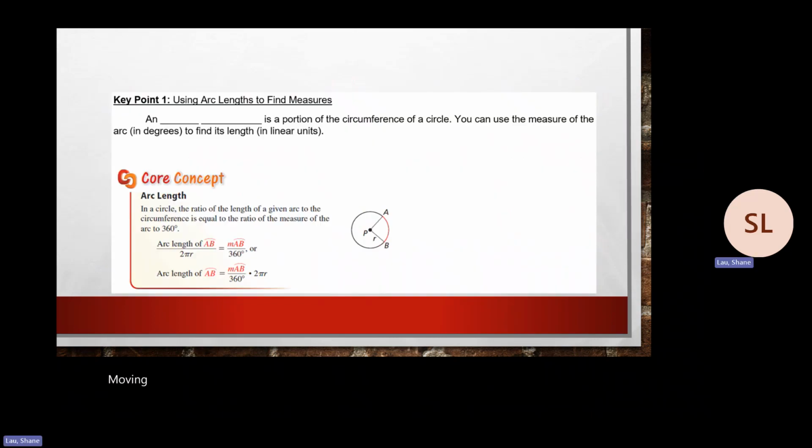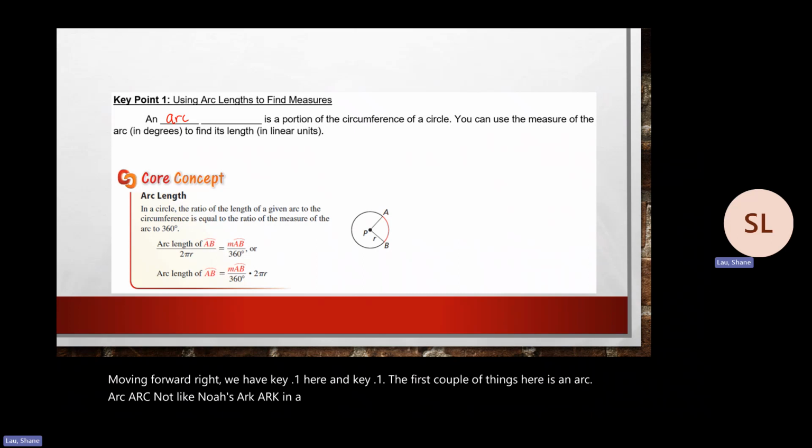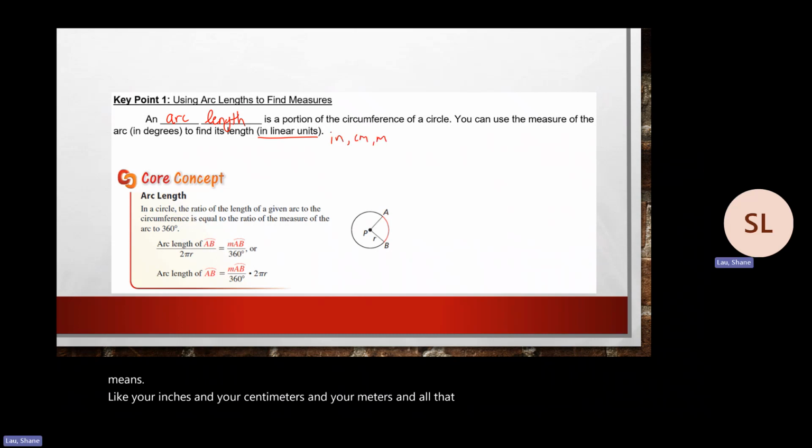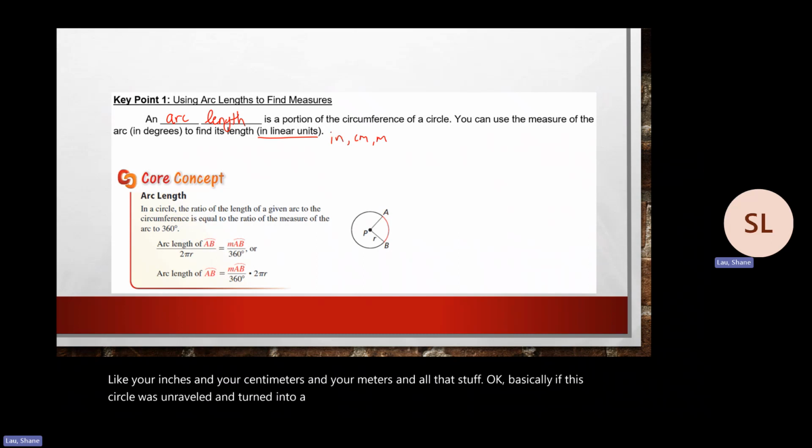Moving forward, we have key point 1 here. In key point 1, the first concept is arc length, arc A-R-C, not like Noah's ark, and they're different. An arc length is a portion of the circumference of a circle. You can use the measure of the arc in degrees to find its length in linear units. Linear units just means your inches and centimeters and meters and all that stuff. Basically, if this circle was unraveled and turned into a straight line, what would it look like?